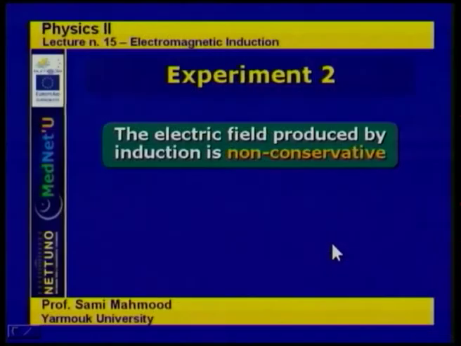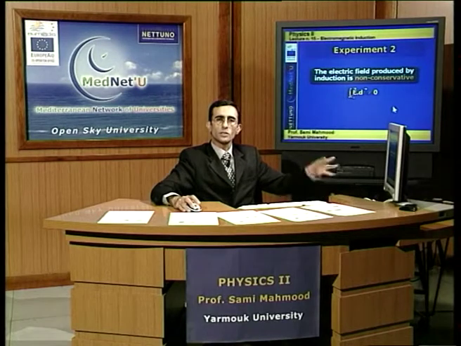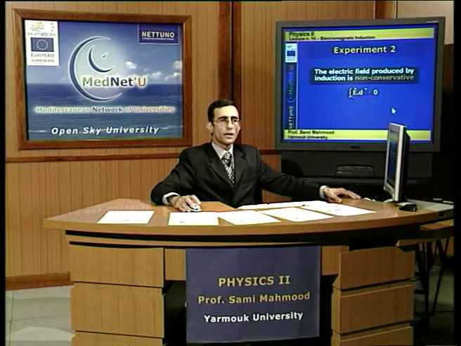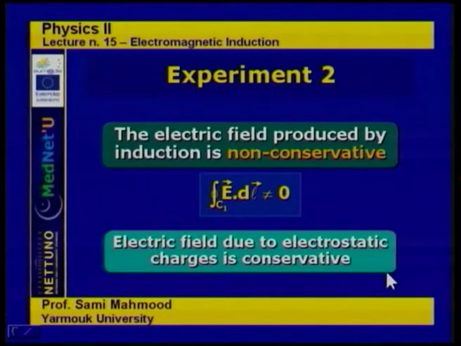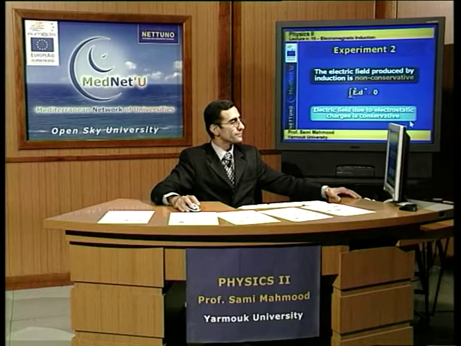Notice this relation, and keep in mind that the electric field produced by induction is non-conservative, because E dot dl, as we mentioned, over a closed loop is not equal to 0. So the electric field that is produced by induction, which is an effect of time, is not conservative. The electric field due to electrostatic charges is, of course, conservative, because E dot dl integrated over a loop is equal to 0.